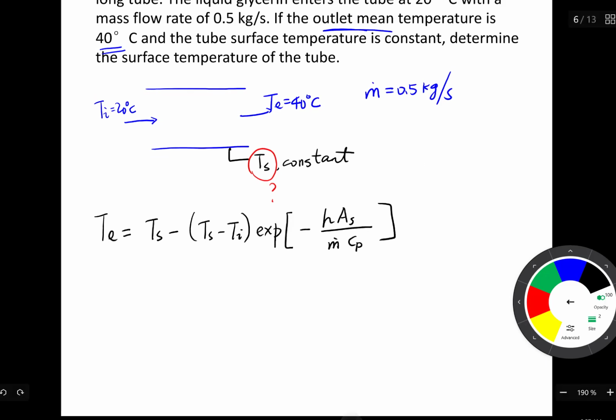And for this case, we know Ti and Te. We want to find Ts. So let's write out Ts.